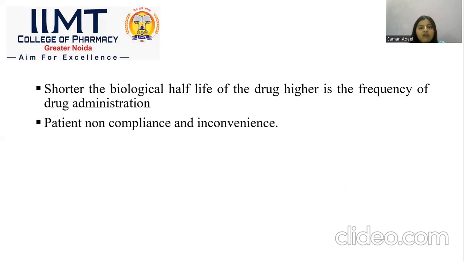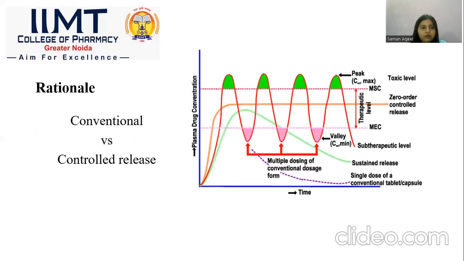Shorter the biological half-life of the drug, higher is the frequency of drug administration. That means if the half-life of any drug is shorter or less, we have to give multiple doses to maintain the duration of action. And last is the patient non-compliance and inconvenience. That means if we are giving repeated dosage forms to any patient, it must be non-compliant for the patient also.